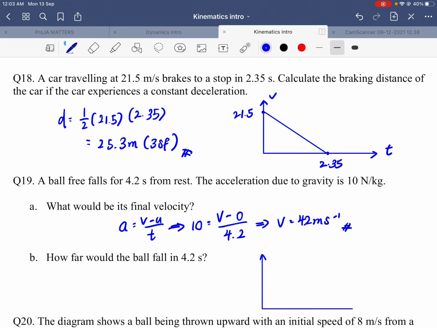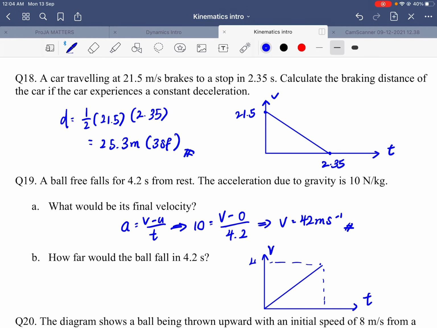Okay, so we just draw the VT graph of that motion. So this is a ball free falling. Free falling means it's constant acceleration. We just draw it like this, a straight line with a constant gradient. The velocity is going up at a fixed rate. That's how we can understand it. So we know that the velocity will be 42 and the time taken is 4.2. So the distance should be half because of the triangle, times 42 times 4.2. We will get 88.2 meters, and that's all.